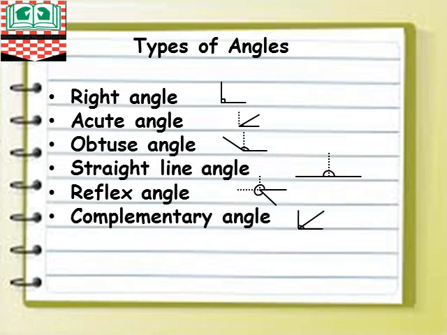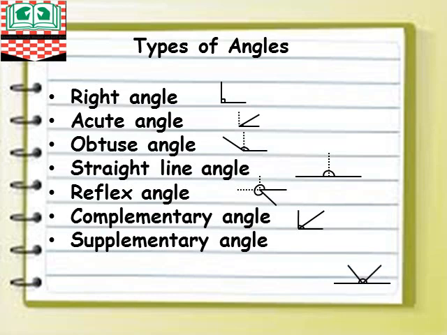Now, complementary angles. Complementary angles are angles that join to form a right angle. As you can see, this is a right angle, isn't it? Here and here. But there are two angles here that meet to form a right angle. So if you add this part and this part together, it will give you 90 degrees. The next is supplementary angle.